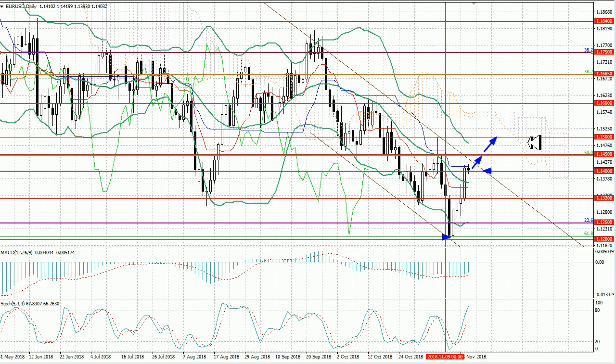But reversal and the beginning of the decline within the descending channel to the levels of 1.1320 and 1.1250 are not excluded. Technical indicators show contradictory signals. Bollinger Bands are directed downwards, a MACD histogram is reducing in the negative zone, Stochastic is directed upwards.